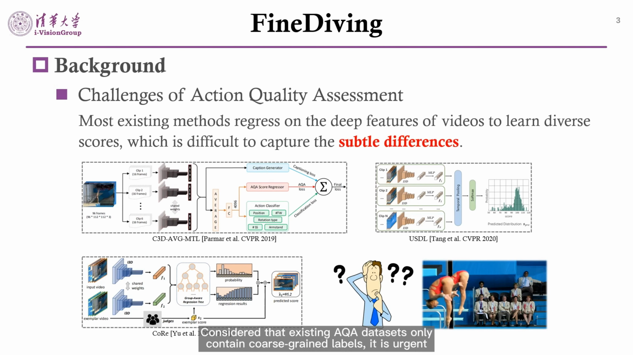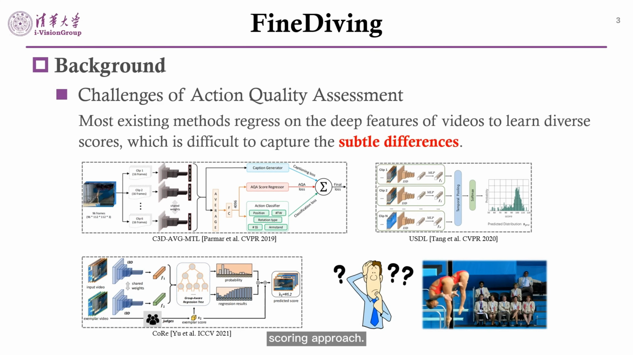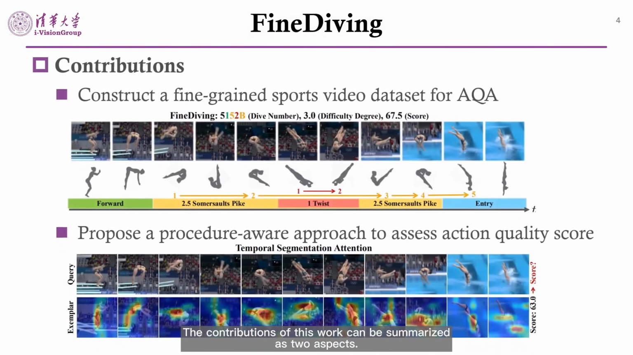Considering that existing AQA datasets only contain coarse-grained labels, it is urgent to construct a fine-grained sports video dataset for encouraging a more transparent and reliable scoring approach. The contributions of this work can be summarized as two aspects.